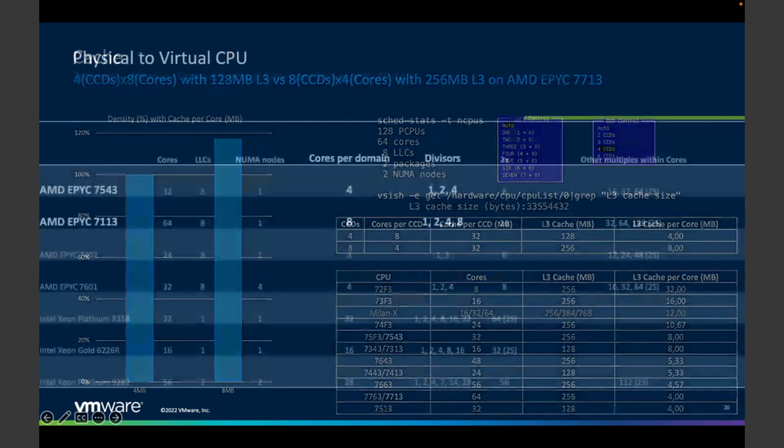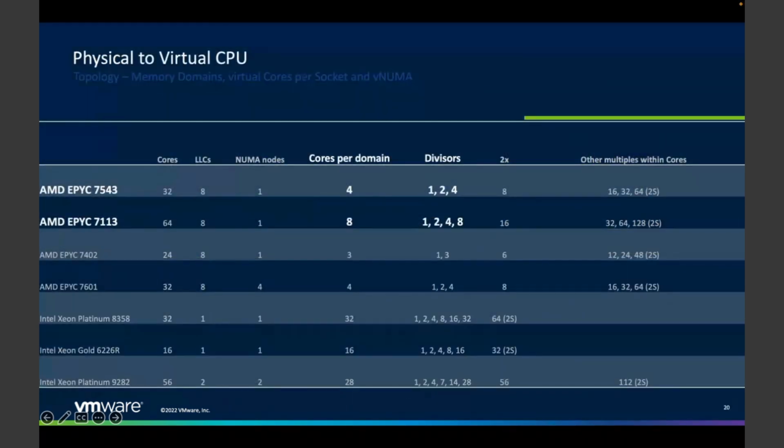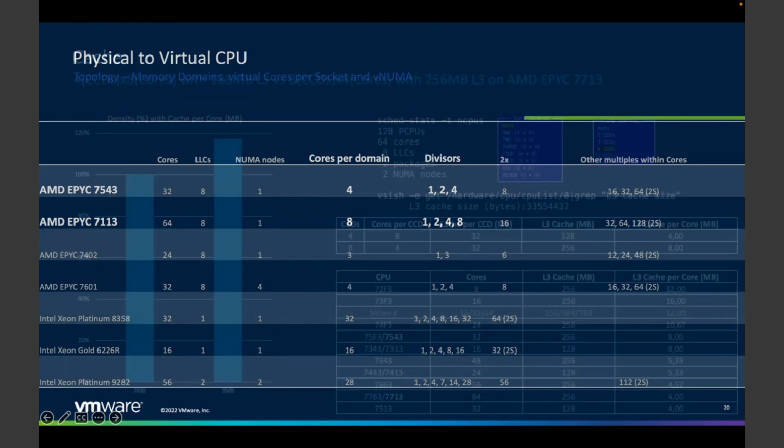Oh, one more thing to keep in mind here is that Windows desktop operating systems only support 2 sockets, and that's something that really matters. So in this, I showed the divisors, and I show a 2x, and the 2x column basically would be the maximum that you could do with the total performance, and we'll get to the why later, on a desktop operating system. Then the other multiples you see on the far right, that's only on the server operating system.